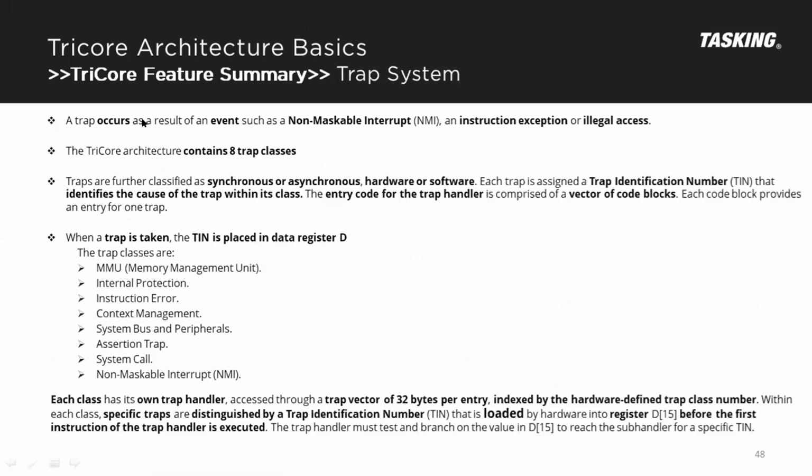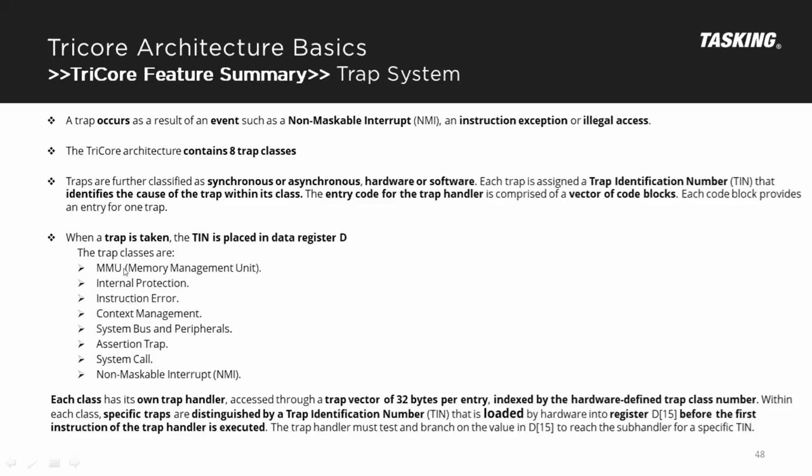So for this trap system, what is basically the trap? A trap is an occurrence or a result of certain events. So for example, if I access a certain memory and I'm not allowed to, or I execute a certain instruction and for some reason something went not very well, or a non-maskable interrupt, for example. All these are examples of traps. And the traps are defined into 8 classes. So the TriCore has this classification of 8 classes. So these are here the 8 classes.